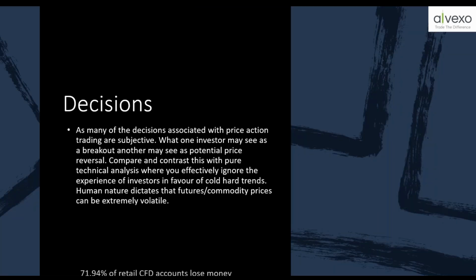As many of the decisions associated with price action are subjective, what one investor may see as a breakout, another may see as a potential price reversal. Compare and contrast this with pure technical analysis, where you effectively ignore all the experience of the investors in favor of cold, hard trends. Human nature dictates that futures and commodities prices can be extremely volatile.